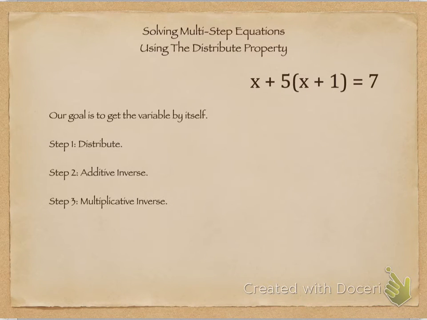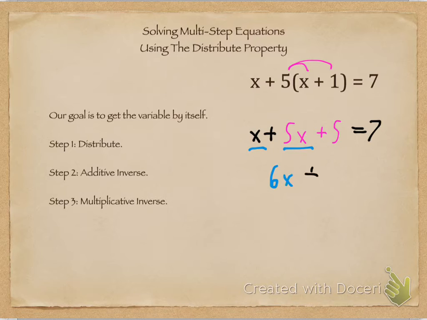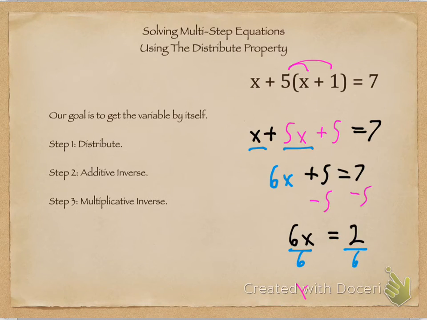Let's try one more. Again, we're going to distribute. The x in front is just going to come down. We're going to work with the 5 and distribute it to the x plus 1. 5 times x is 5x, and 5 times 1 equals 5. Here we can combine our like terms, the x and the 5x, to become 6x. And then we do additive inverse, and then multiplicative inverse. Our solution is x equals 1/3.